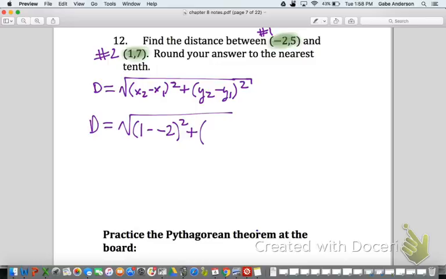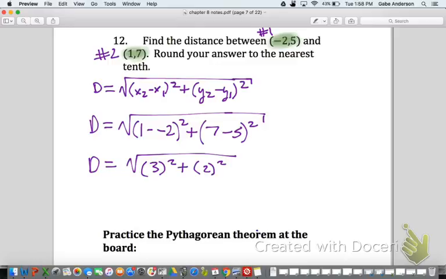Plus, this will all build on itself. So if x2 was 1, what's y2? What does that have to be? 7. Yeah, you're right. So 7 minus, what would y1 have to be? 5. You're right. Good. And that would be squared. Now we just do a little arithmetic. This would end up being 1 plus 2, which is 3. 7 minus 5, of course, is 2. Keep going with order of operations here. 3 squared is 9. 2 squared is 4. That would give us the square root of 13.